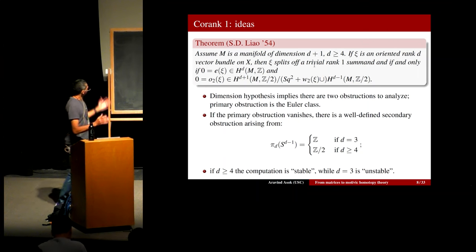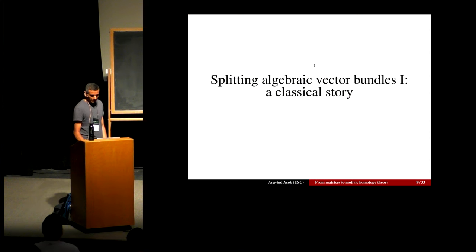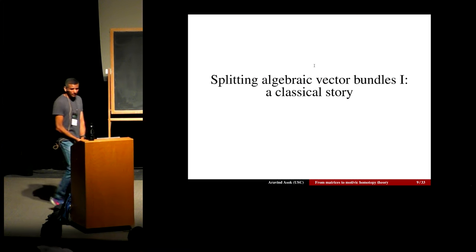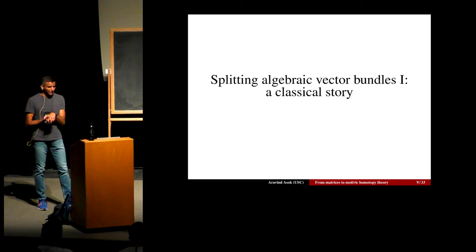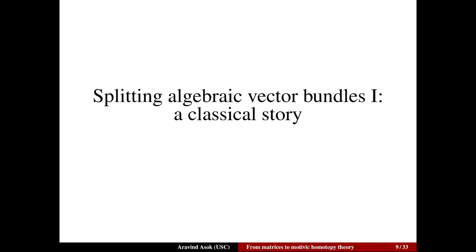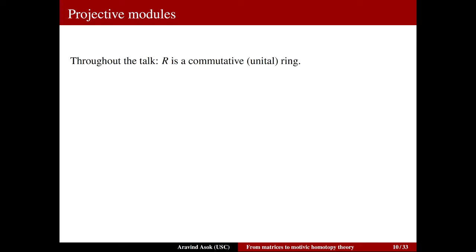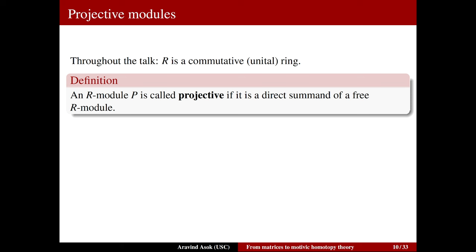All right, so that's the topological motivation and introduction. And so I'd now like to talk about the corresponding problem in algebraic geometry, in particular in affine algebraic geometry, or if you want, commutative ring theory. All right, so suppose I have a commutative unital ring. I said this talk was from matrices to motivic homotopy theory, so where are the matrices?